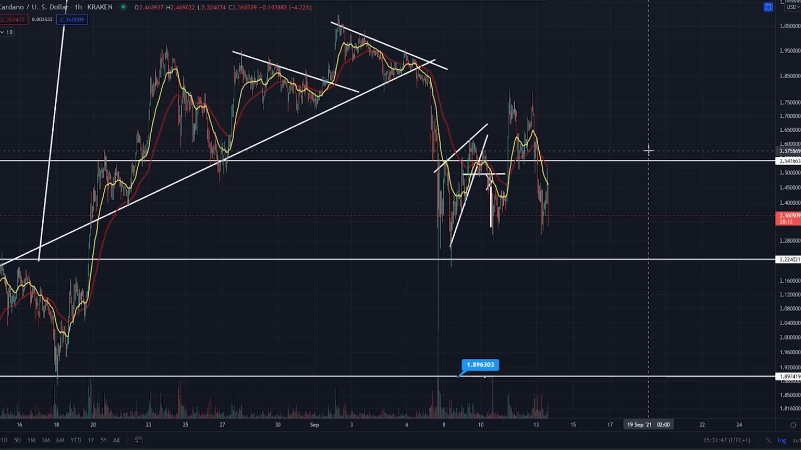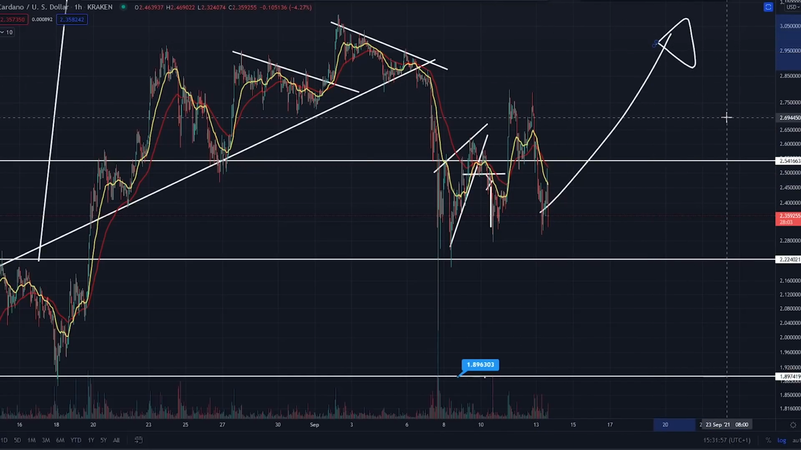Now there is an inverse correlation with DXY. Check out the XRP video and the Bitcoin video. I think we're looking for a correction in DXY. If we get that correction, this way you're going to see Cardano melt faces basically.